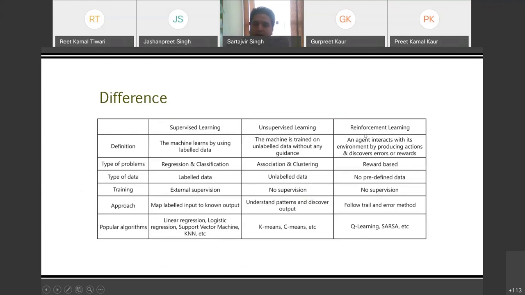On the third end, there is reinforcement learning, in which an agent interacts with its environment by producing actions and discovers errors or rewards. So no supervision is required and it is reward based. There are some popular examples for supervised learning, unsupervised learning, and reinforcement learning.